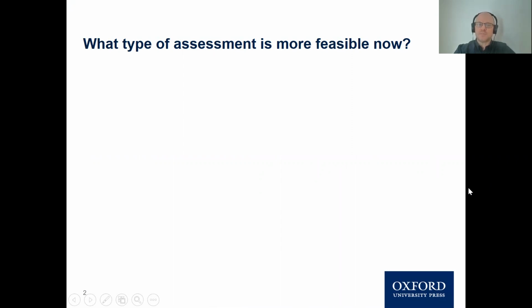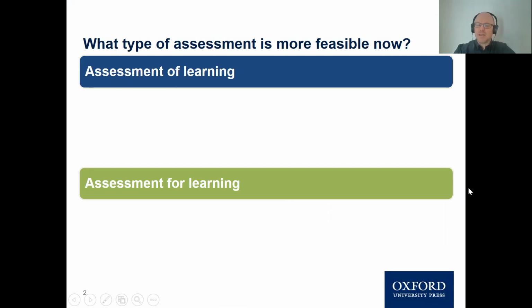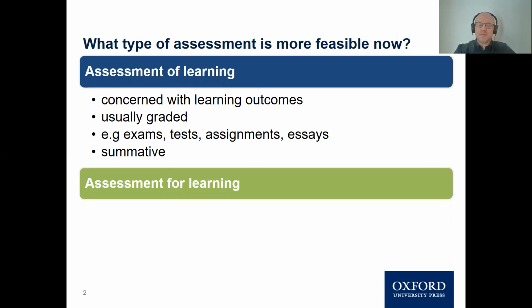What are the options? Assessment of learning is the traditional method of formal assessment used in many face-to-face contexts. Assessment of learning is concerned with learning outcomes, that is, measuring what or how much students have managed to learn. It's usually graded against a set of objective criteria, and it can take the form of exams, tests, assignments, and essays. It's summative, which means it's designed to draw a line under prior learning and perhaps marks the end of a period of study.